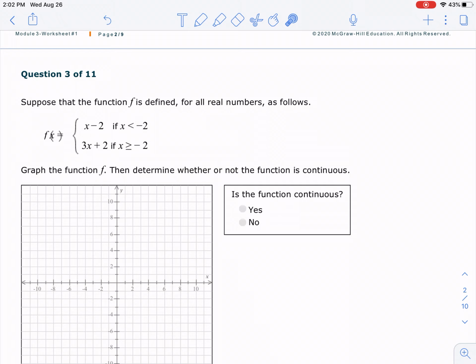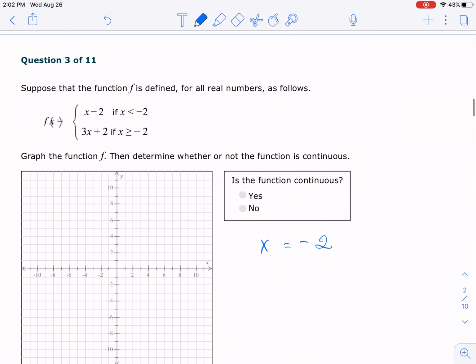All right, so first I'm going to try x equals negative 2, because that's where the change is. When x equals negative 2, let's plug it in: 3 times negative 2 plus 2, we have negative 4. So I'm going to locate negative 4 when x equals negative 2 right here. Now, when we have x less than negative 2, we have x minus 2 for the function right here.